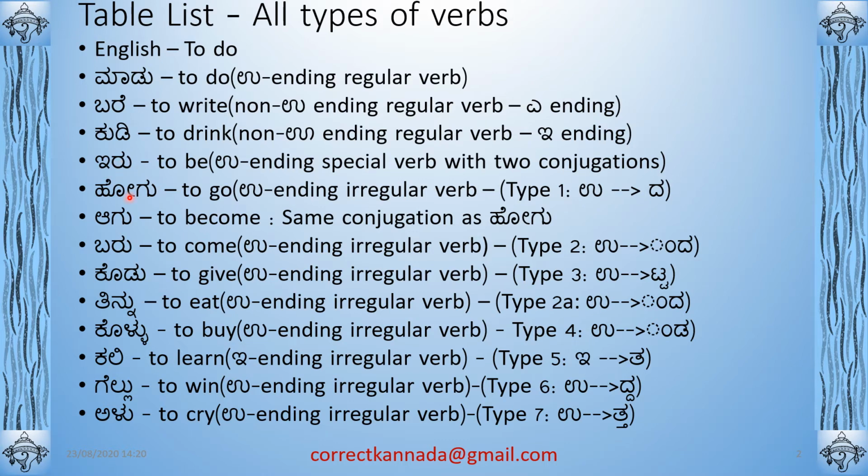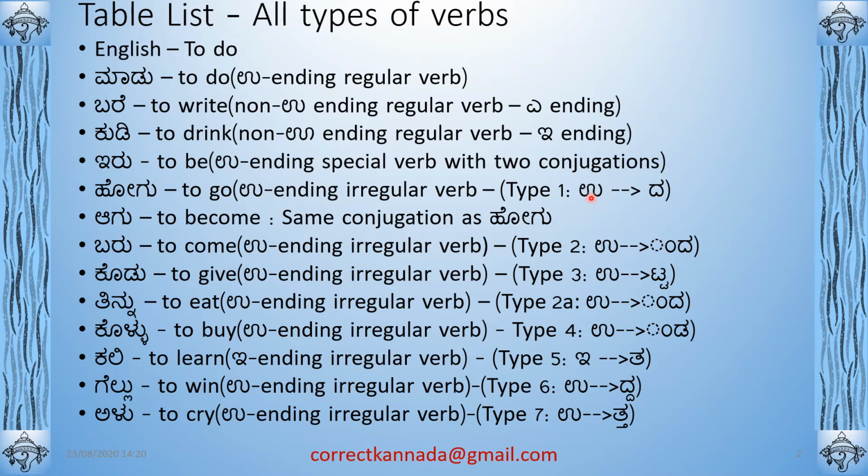Then you have Hogu. Again, it's very common, and Hogu is a 'u' ending irregular verb. It's irregular in the past, and it's type 1 irregular. What it means is the 'u' will become 'a'. Hogu will become Hoda. This Hoda is your relative participle, the past relative participle. So what is given here is the past relative participle of the verb, and this is your hint. Hogu will become Hoda, so it'll be Hodanu.